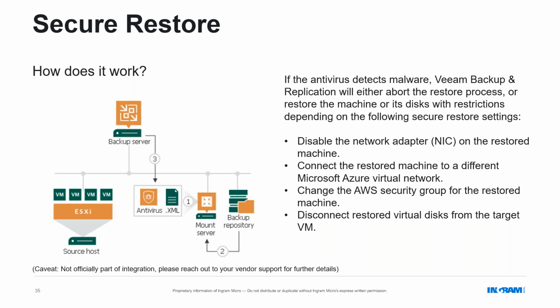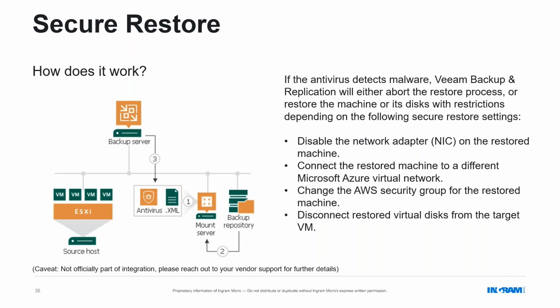And if during the scan, the antivirus software detects a malware, Veeam Backup and Replication will either abort the restore process or restore the machine or its disk with certain restrictions that we can set up. For example, disabling the network adapter, or disconnecting the restored virtual disk from the target VM and so on. So what Veeam does is it uses the mount server as a staging server for scanning with the use of the antivirus software. And with that, you're able to run the malware scan.